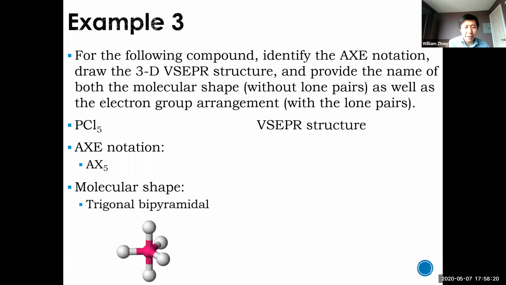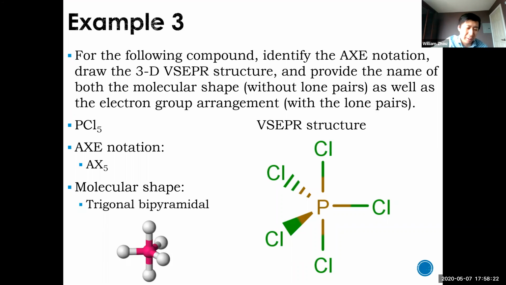And if you want to draw the VSEPR structure, you should have something like this. Phosphorus in the middle, 1 bond goes up, 1 bond goes down, 1 bond to the side, that makes a sideways T. And there should be a triangle in the middle. So in the middle, 1 chlorine comes out, 1 chlorine goes in. I hope you guys got this.